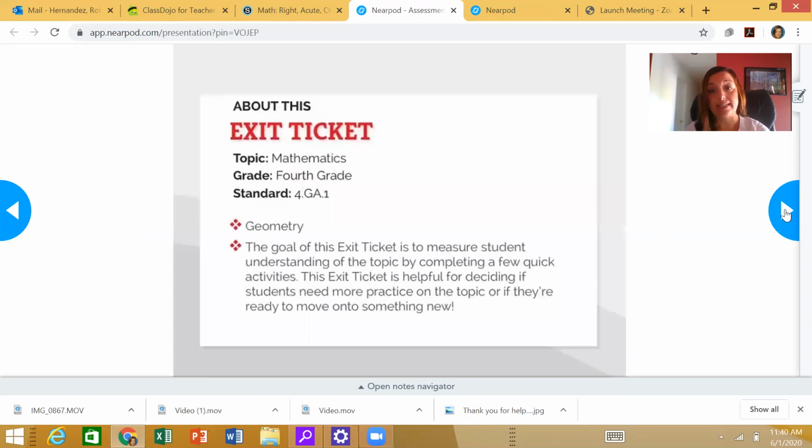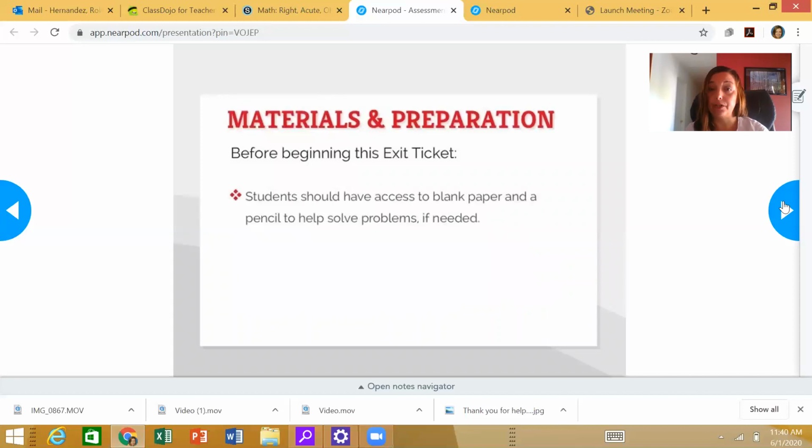So it says exit ticket, mathematics, 4th grade, it's geometry. The goal of this exit ticket is to measure student understanding of the topic by completing a few quick activities. This exit ticket is helpful for deciding if students need more practice on the topic or if they are ready to move on to something new. Next slide, materials and preparation. Before beginning this exit ticket, students should have access to blank paper and a pencil to help them solve problems if needed. So make sure you have that with you.